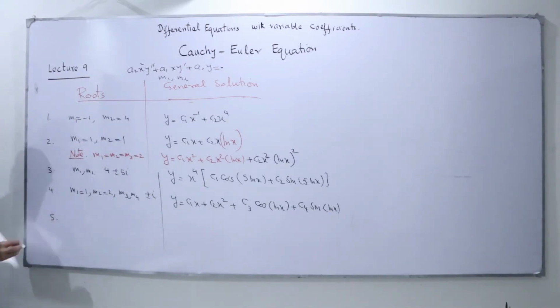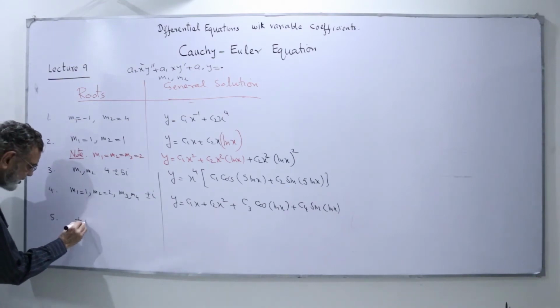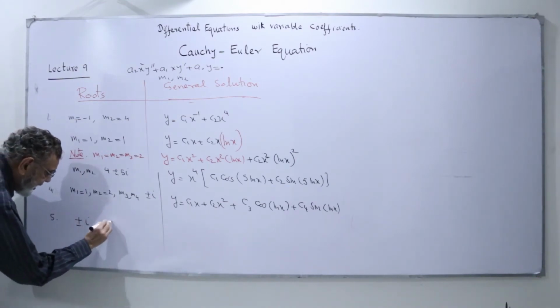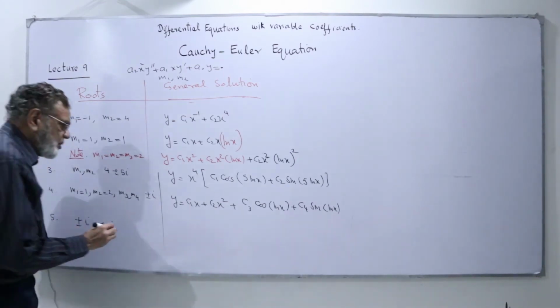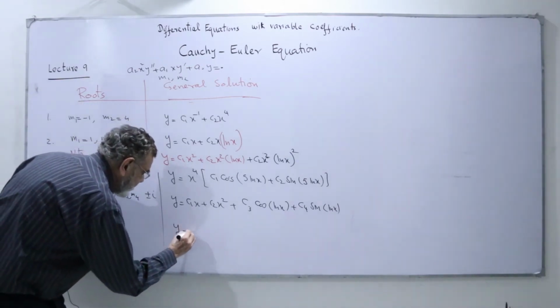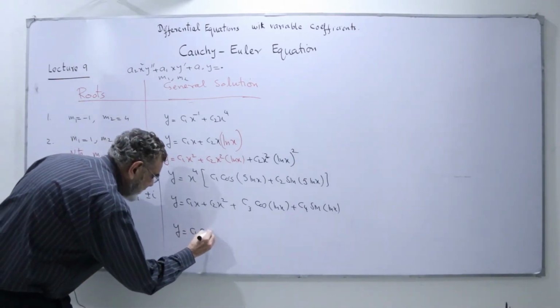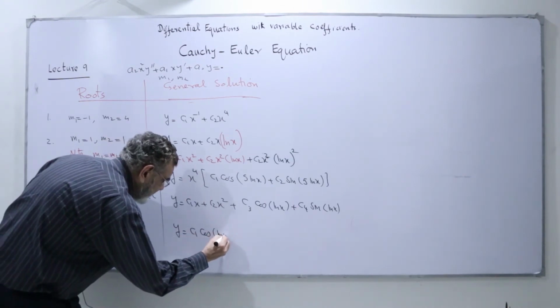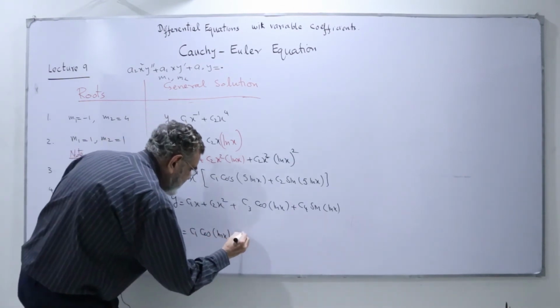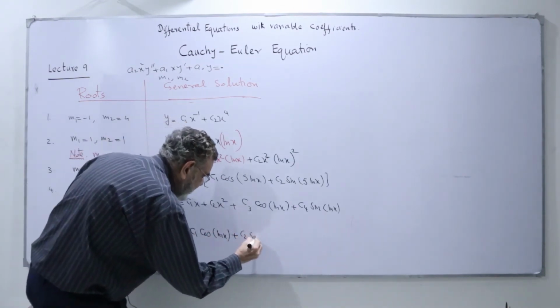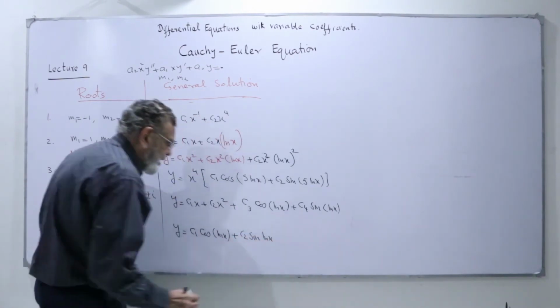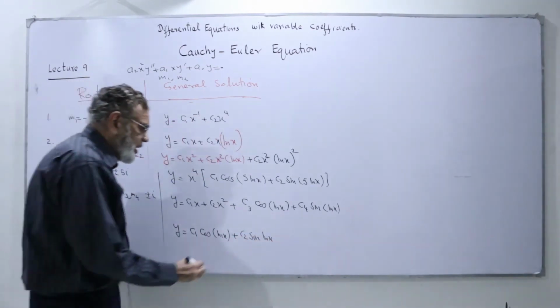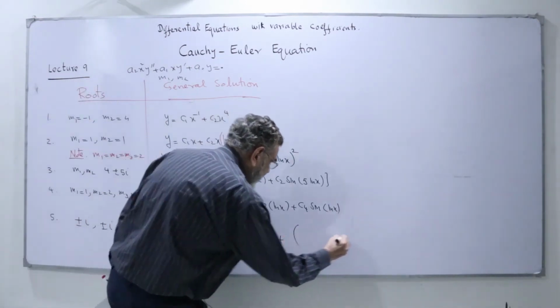Number 5, we have the roots which are complex and they are repeating. We have plus minus i and plus minus i. They are repeating roots. So what we do, we get here y is equal to c1 cosine ln of x, beta is 1, alpha is 0, plus c2 sine ln of x, beta is 1, alpha is 0, plus, now their roots are repeating, I put them in the bracket.